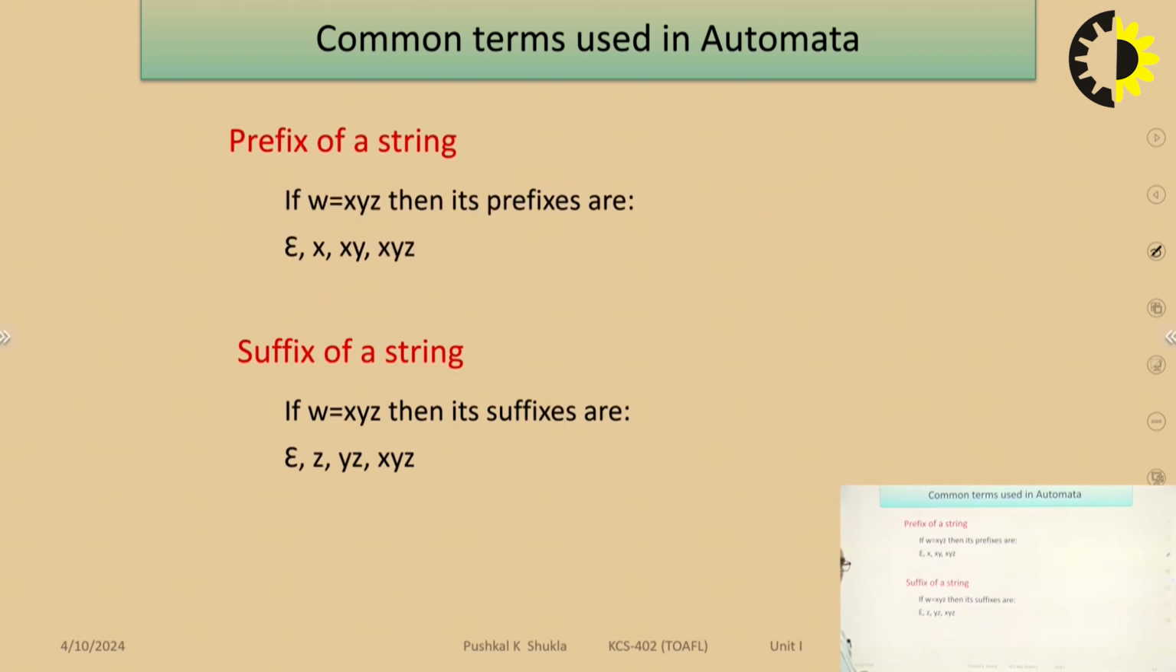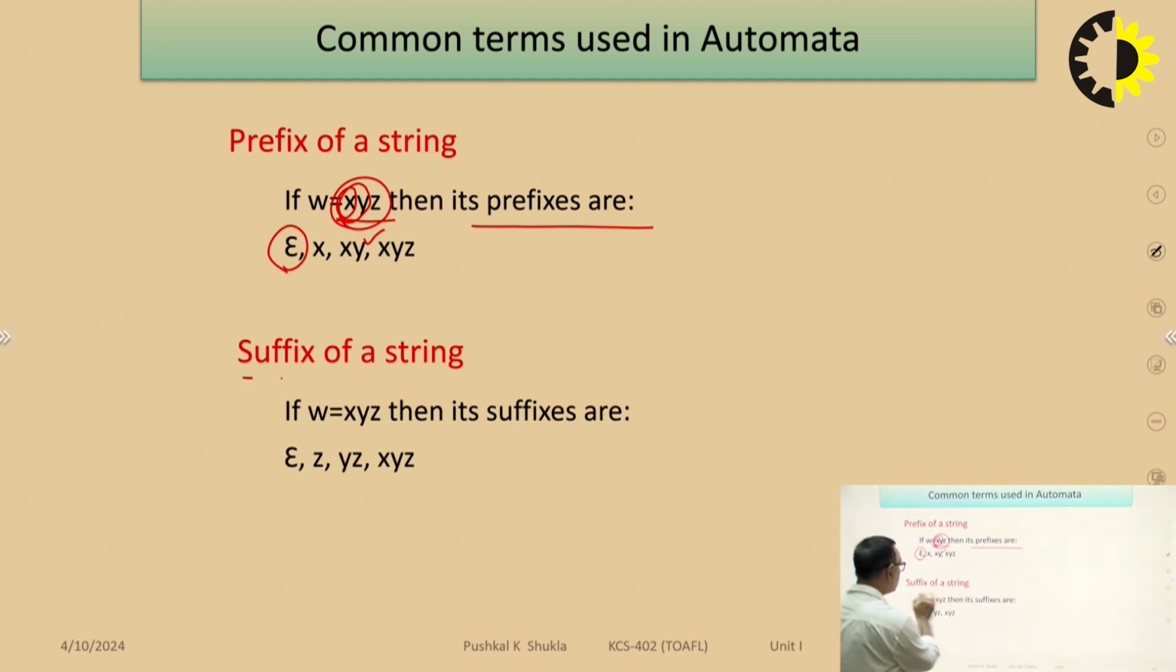Prefix of a string. If W equals xyz, then its prefixes are: epsilon is a prefix of xyz, x is a prefix of xyz, xy is a prefix of xyz, and xyz is a prefix of xyz. So there are 4 prefixes of xyz.